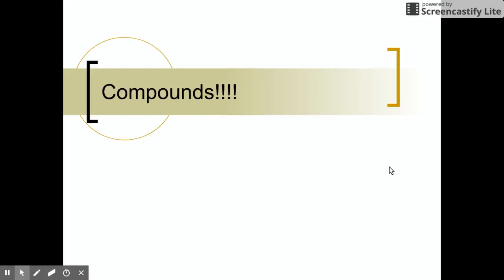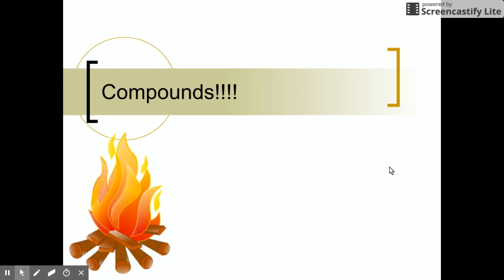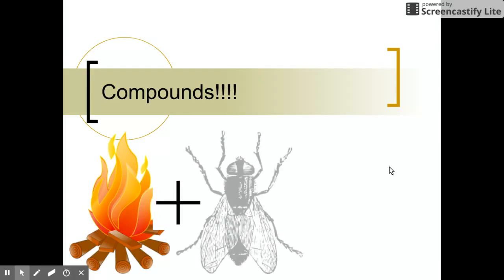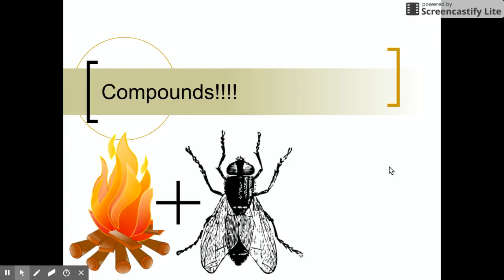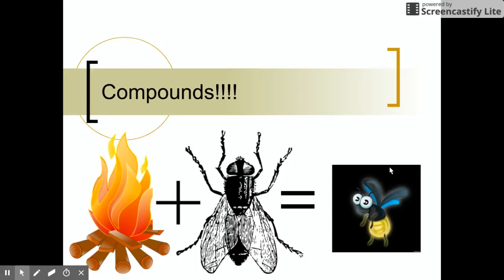I know everyone's heard of the compound word, doghouse, firefly. Take a look at firefly. We know we have a fire, something that you can stand around to get warm, a fly, a pesky little bug that we like to swat at. But when you combine those two words, you get a firefly, which is a completely different animal with completely different properties.